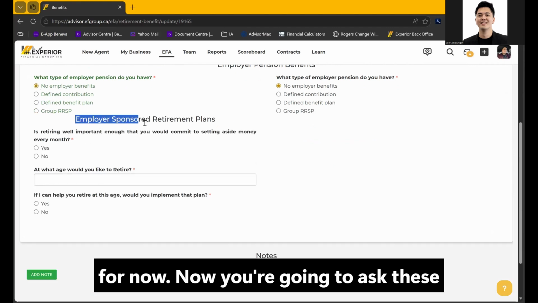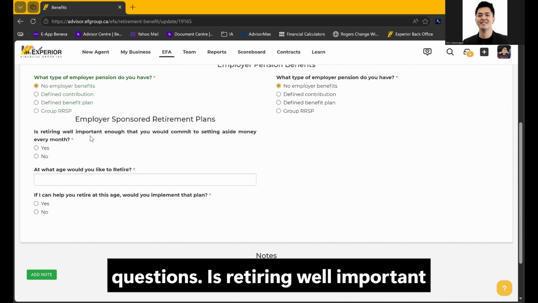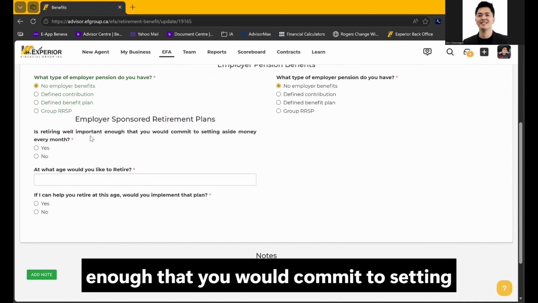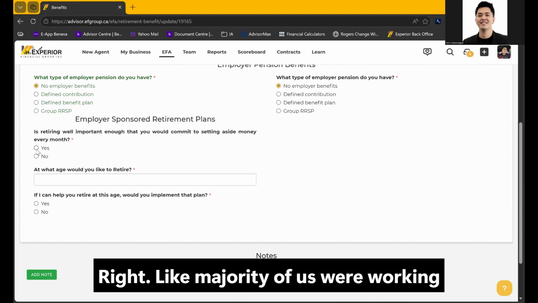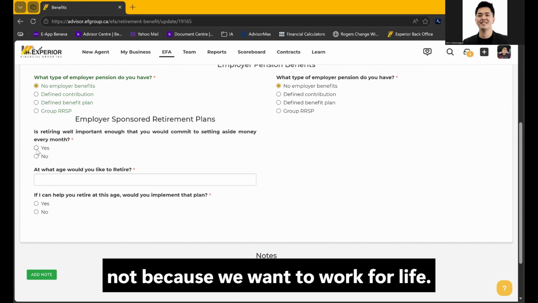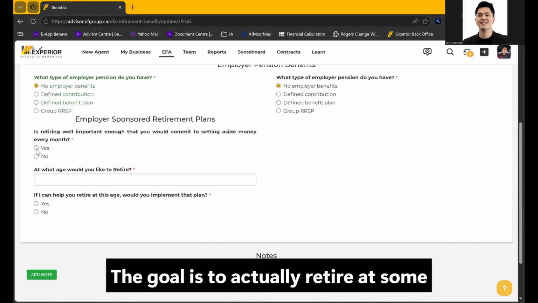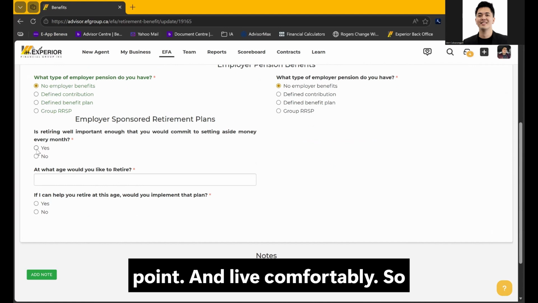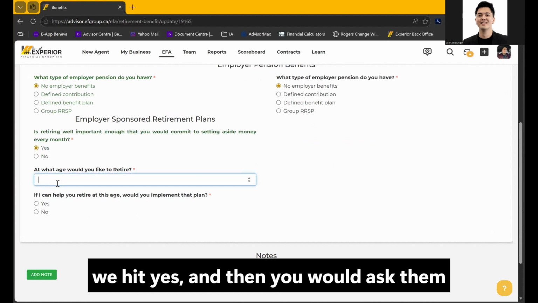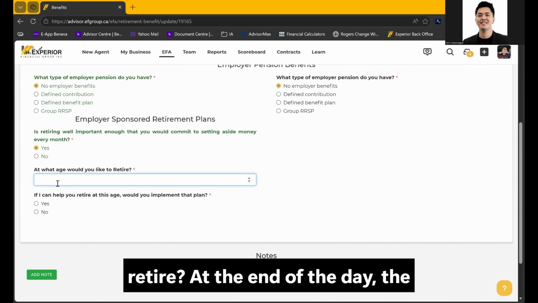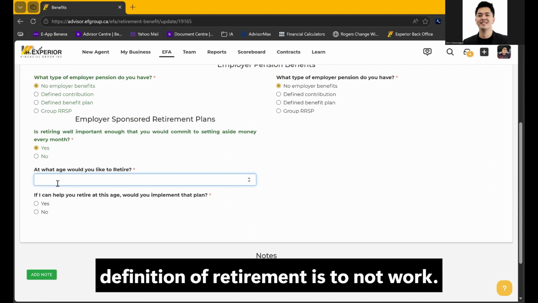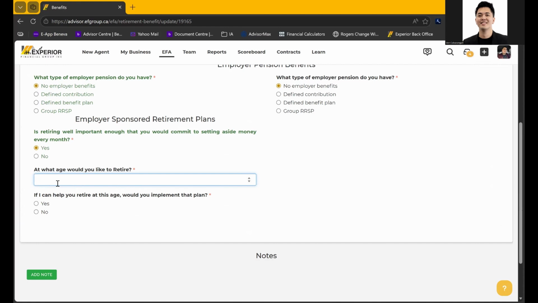Now you're going to ask these questions. Is retiring well important enough that you would commit to setting aside money every month? Absolutely yes. Right? Like majority of us, we're working not because we want to work for life. The goal is to actually retire at some point and live comfortably. So we hit yes, and then you would ask them realistically, what age would you like to retire? At the end of the day, the definition of retirement is to not work anymore.